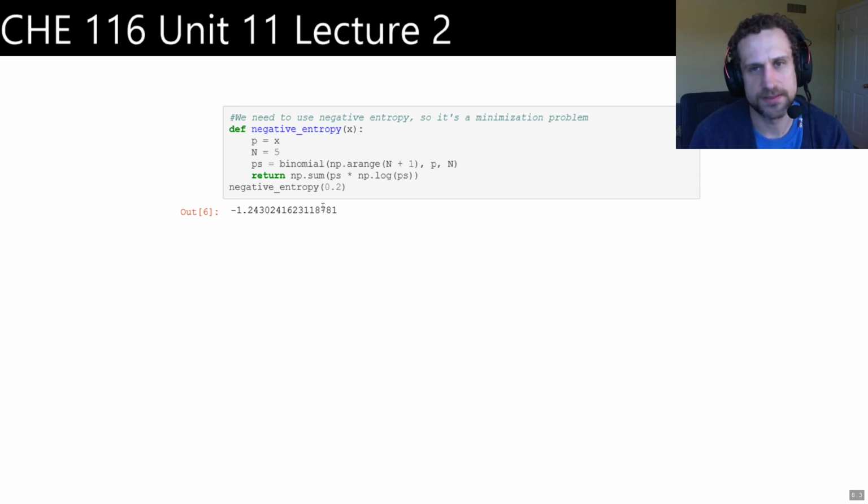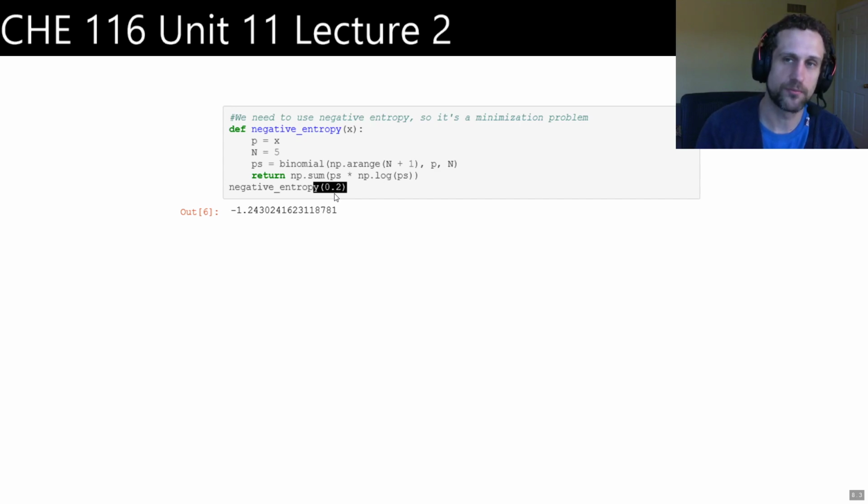So think about it this way: you have this equation, and you can say, okay, with a binomial distribution with a probability of success of 0.2, what is the entropy? The entropy is 1.2. If you have a probability of success of 0.5, what is the entropy? Well, I don't have it computed here, but I guess it's maybe 1.8. Then you can say, what is the entropy of a binomial distribution with a 0.9?